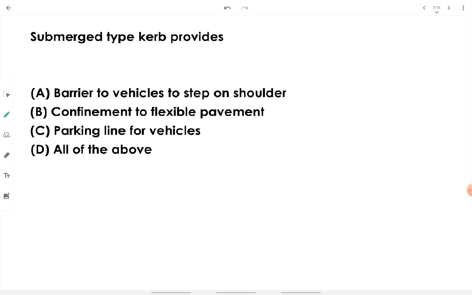What is it saying? Submerged type curb provides. Does it provide barrier to vehicle? No, this is barrier type curb. Confinement to flexible pavement? Yes, it is.